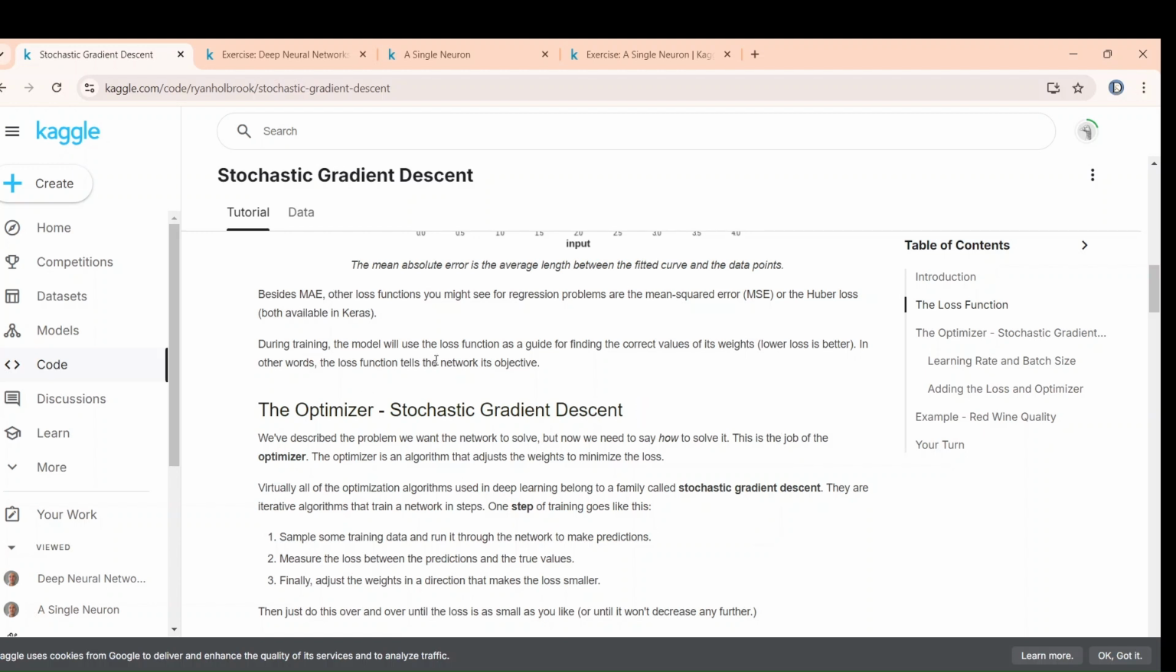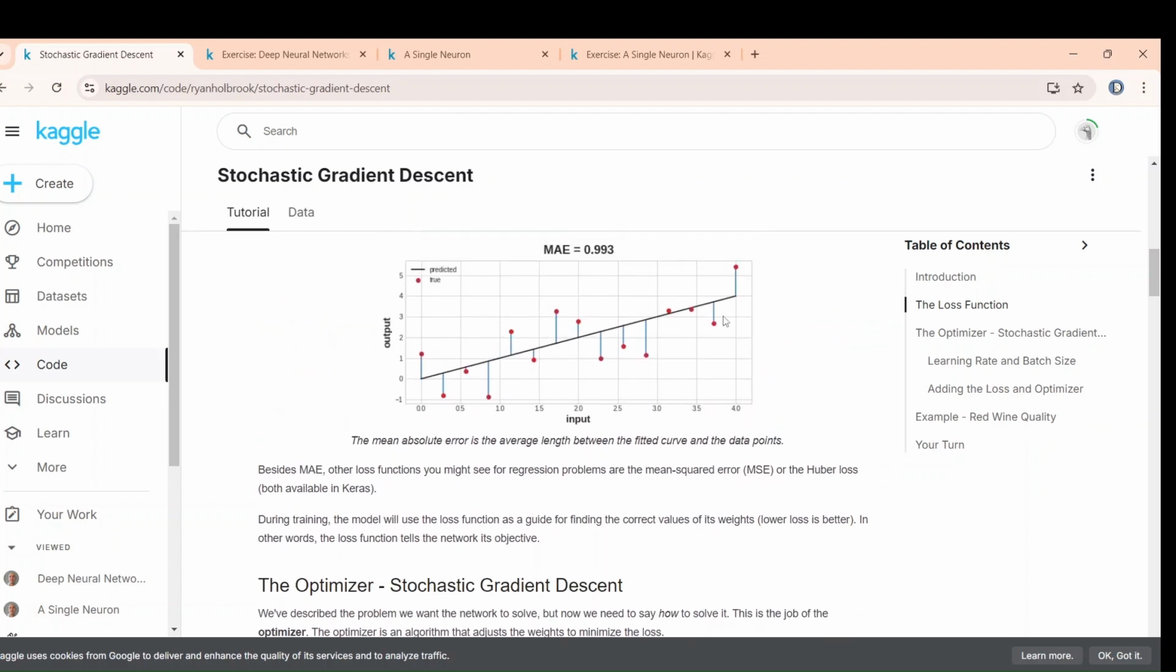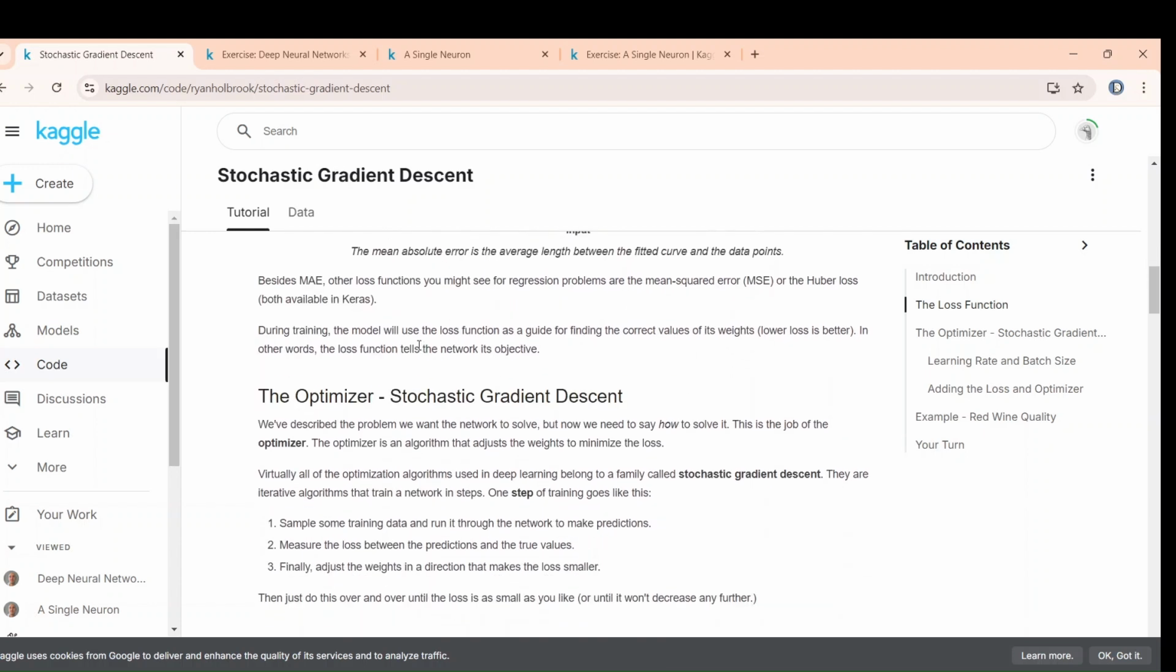Okay. During training, the model will use the loss function as a guide for finding the correct value of its weights. Lower loss is better. Obviously, we are looking for the loss to be less. If the loss is less, that means the points are very near or lying on the line. That means your model is predicting correctly. That is your target, predicting as correctly as possible. So your job is to minimize the loss function. Simple thing. The model will use the loss function as a guide for finding the correct value. In other words, the loss function tells the network its objective.